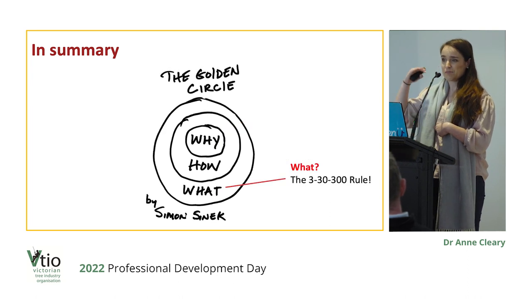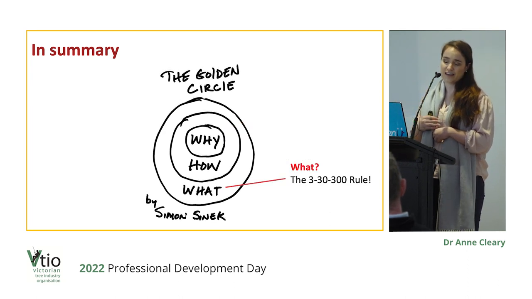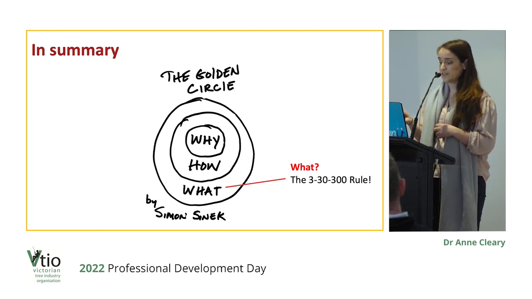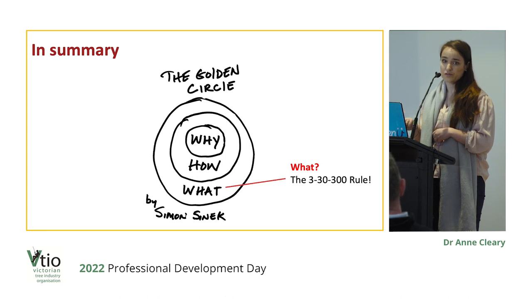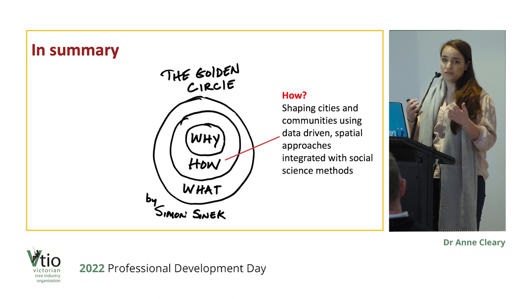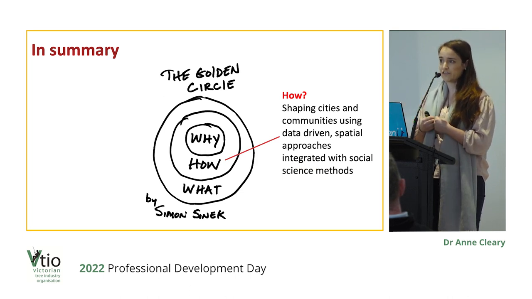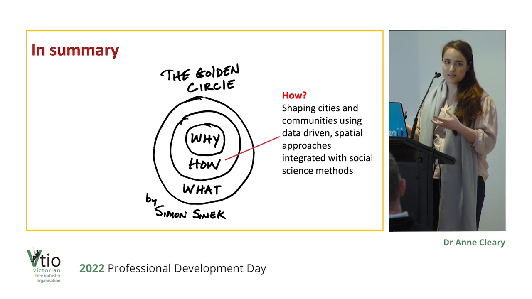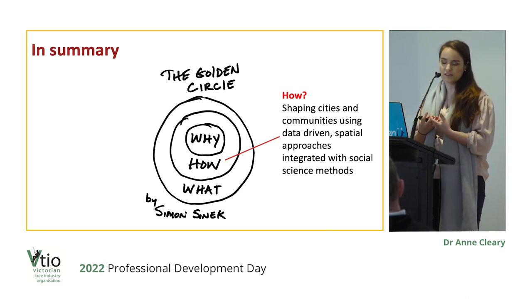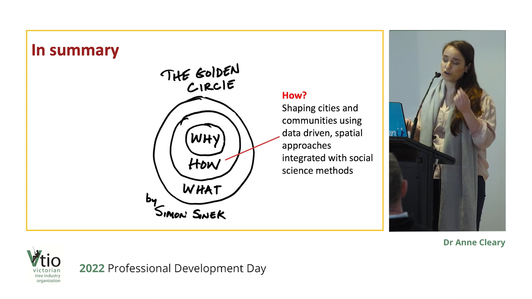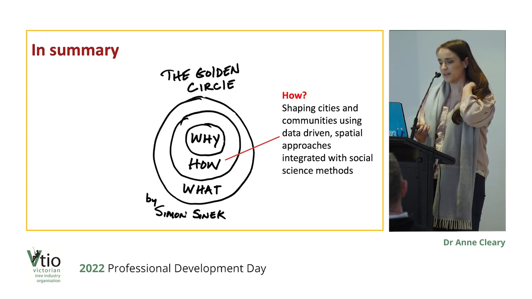The science has gone a bit further to start providing targets and directions on what we need to do. And this 3-30-300 rule seems to be getting a lot of support. And then finally, the how, it just needs a bit of modeling and figuring out and working together collaboratively to, I guess, shape cities and communities for good outcomes, and using both the data and the social science to really understand fit-for-purpose solutions, and that's a lot of the work we do here at Mosaic Insights.